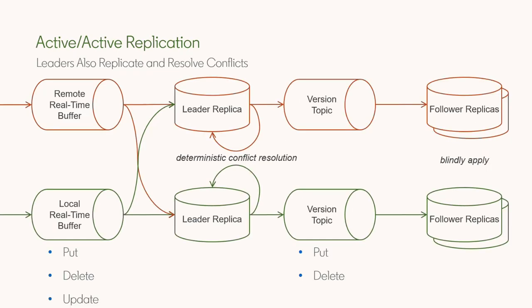And then what it looks like if you present two full regions here, there's the red region and the green region. Both of them have their own buffer. Both of them have their own servers and their own commit log, the version topic. And the leader replica in each of the regions guarantees the eventual consistency via deterministic conflict resolution, right? So that's kind of the idea.